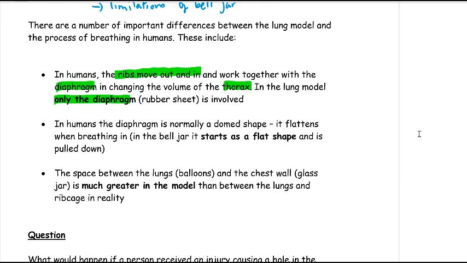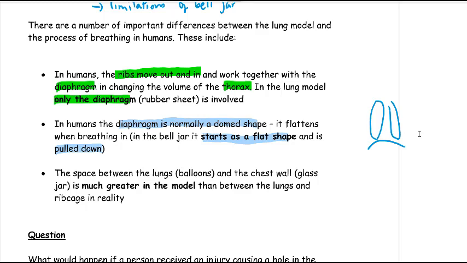In humans, the diaphragm is normally dome-shaped. So in the little animations I showed you, the lungs were there and the diaphragm was dome shaped, and it flattens when you breathe in. Whereas in the bell jar, it starts flat and is pulled down.